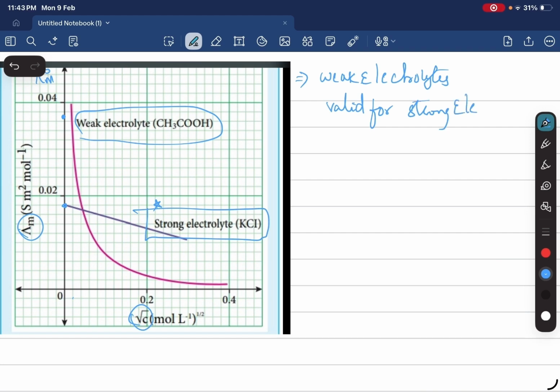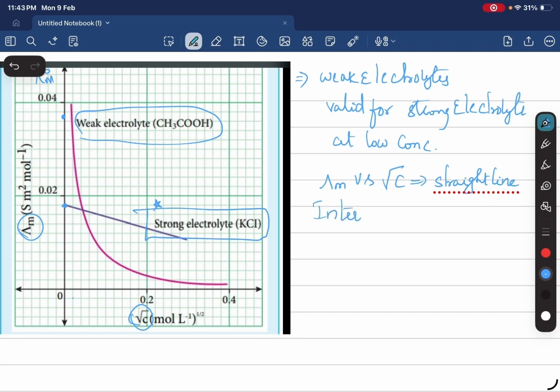Very important. It is also applicable only at low concentration. Only at low concentration can we calculate the maximum molar conductivity of strong electrolytes. And lambda m versus root C is a straight line graph, a straight line, so the intercept is lambda naught.